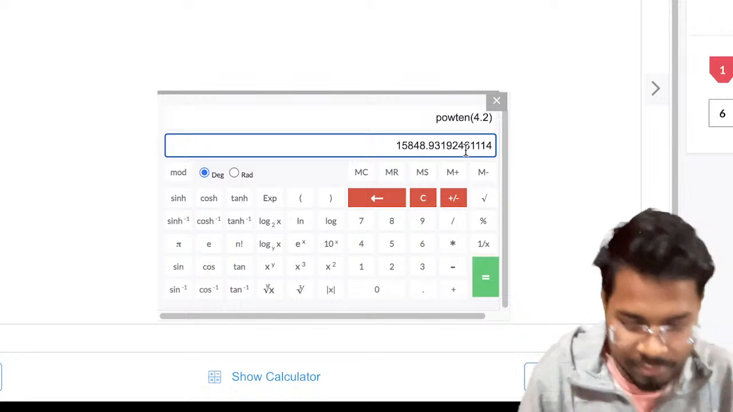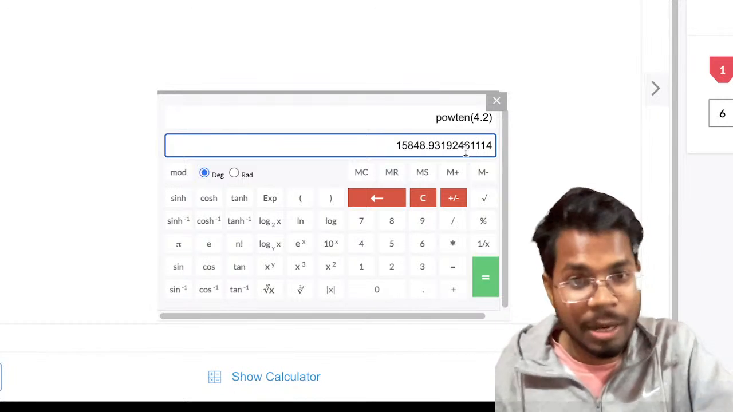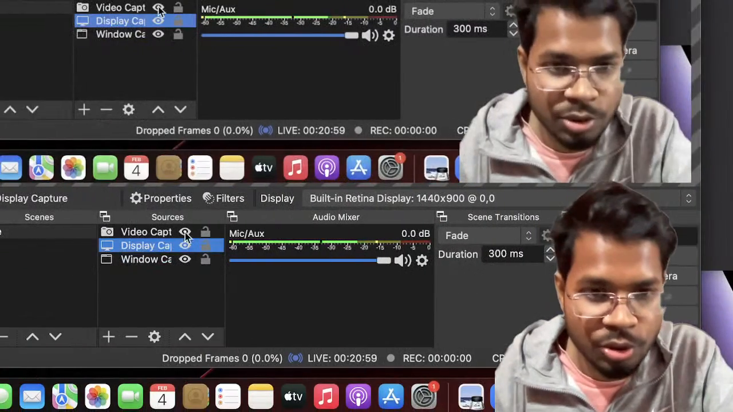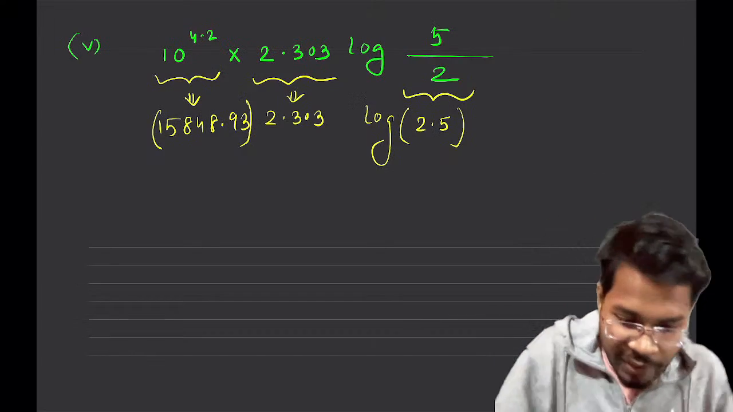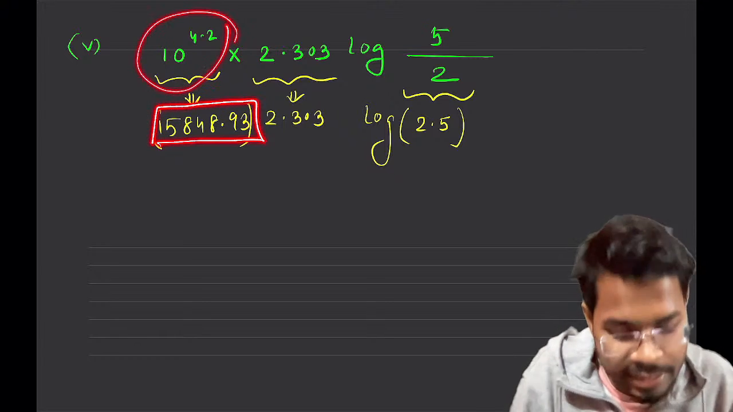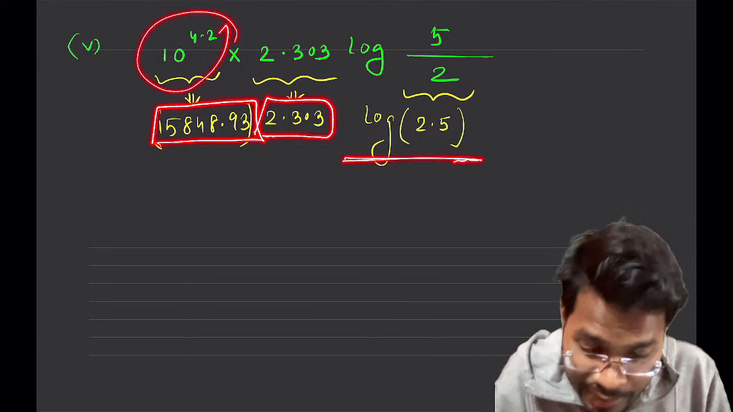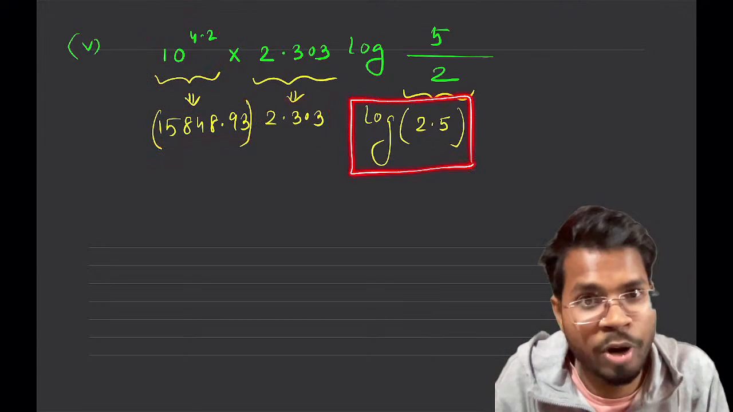15,848.93. Look at this. This is the value that I am getting. Now let me come back again and show you. I have put the value 15,848.93 for this. Then 2.303 and then log this. Now again I don't know this value, log 2.5 value.